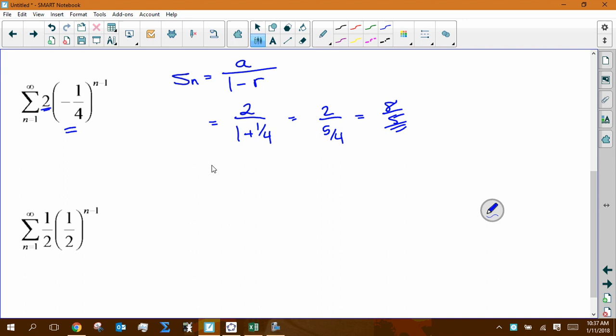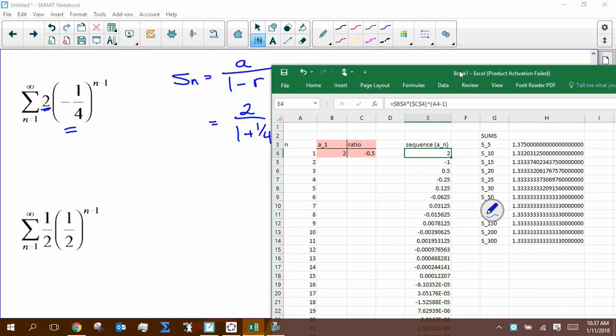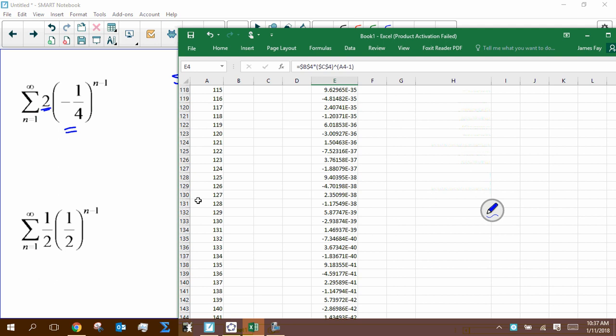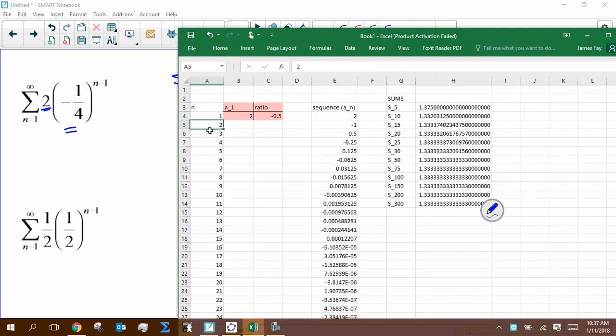Now, I'm just going to show you what happens here. 8/5 is 1.6. I've taken some time to develop an Excel sheet to show you what we're talking about. The way I set this Excel sheet up is this first column on the left is just n. These are the locations in your list. Right here is a sub 1, so there's my 2. Now, my ratio is negative 0.25.